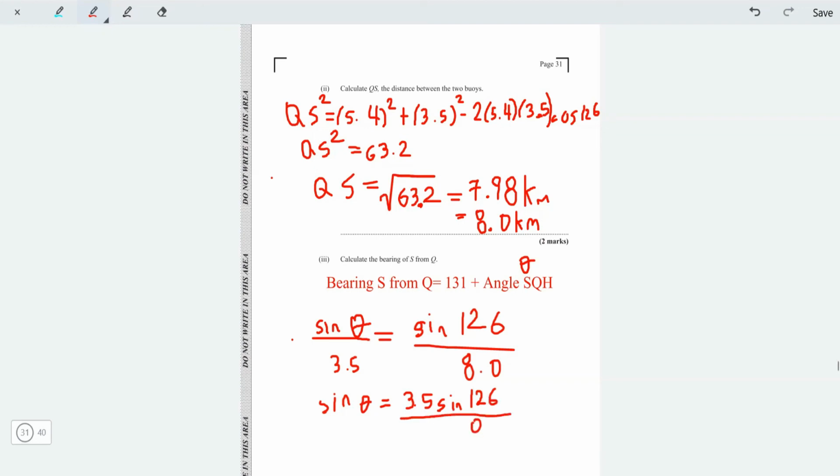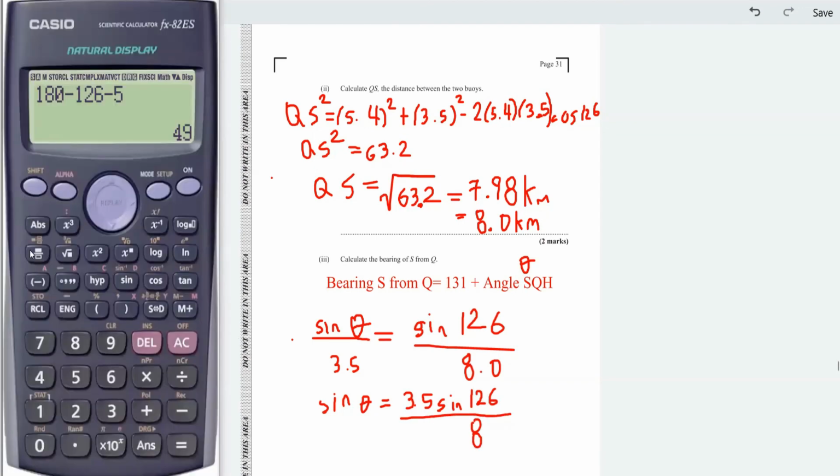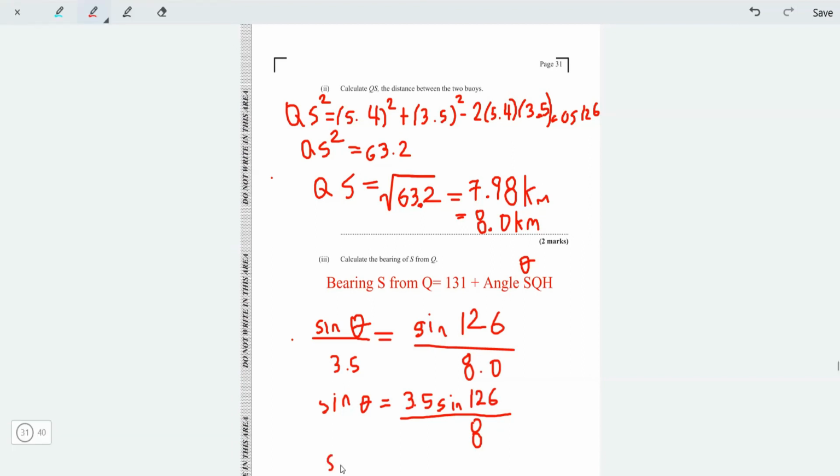So you punch all of this into the calculator: 3.5 times the sine of 126, divided by 8. We get 0.358. So that's the sine of theta. Now if that's the sine of theta, you're not finished. You need to find theta.